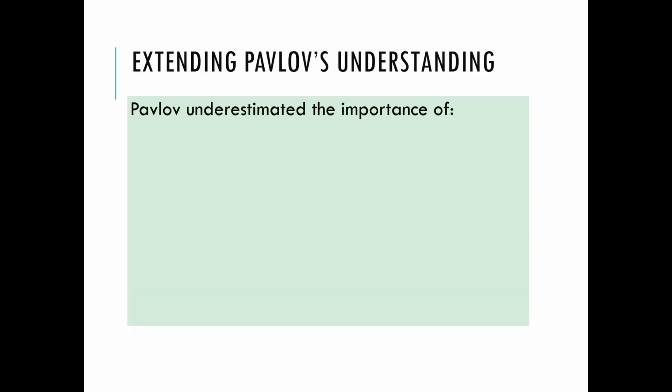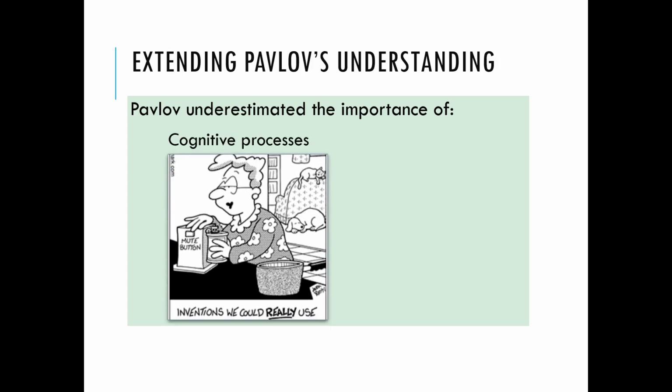All right. So I've been using some words that I don't think Pavlov would like. Like I said the word mind in the previous video. He would not say that. He really underestimated the importance of cognitive processes. Here we have inventions we could really use. The dog and the cat are sleeping while the human is using the can opener.